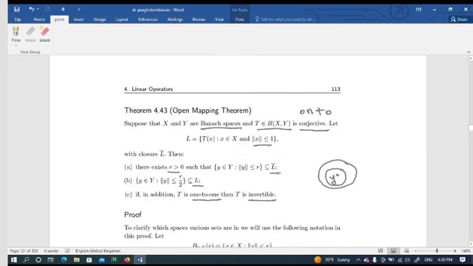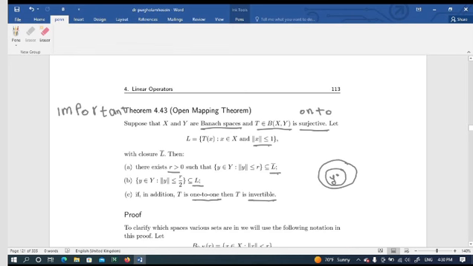Another theorem. This is a very important and famous theorem. This theorem is called the open mapping theorem.